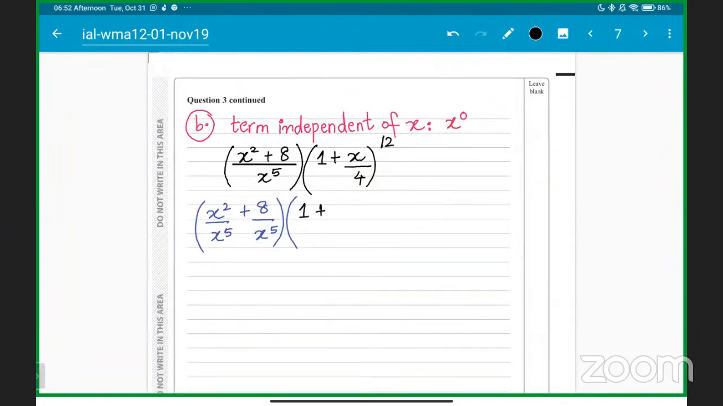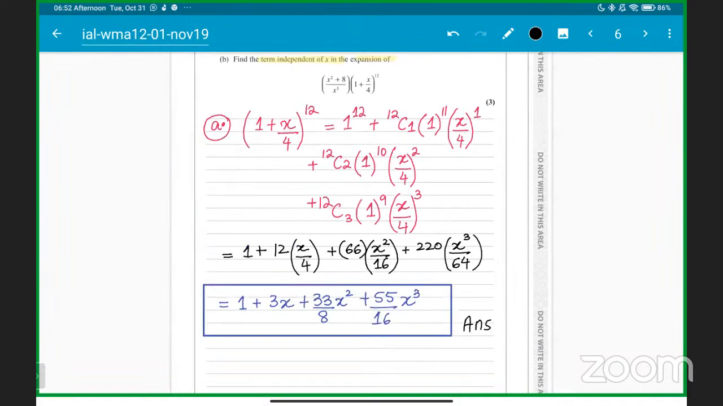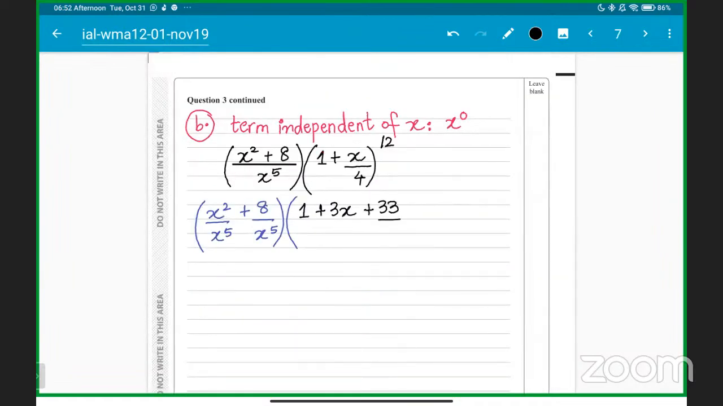1 plus 3x, I've already expanded this: 1 plus 3x plus 33 over 8 x square plus 55 over 16 x cube. Any concern? So the first thing is simplification. x squared divided by x power 5 is 1 over x cube, plus 8 over x power 5.